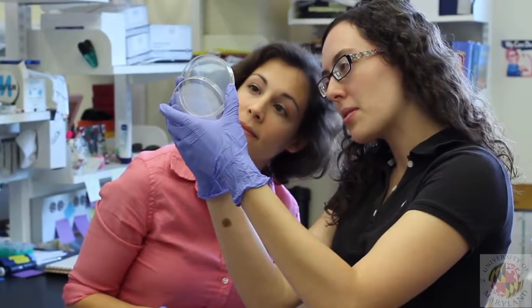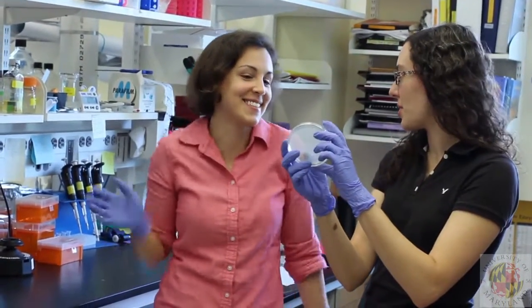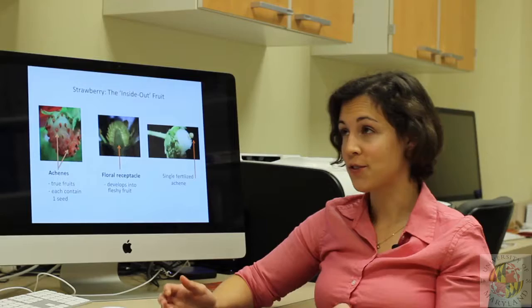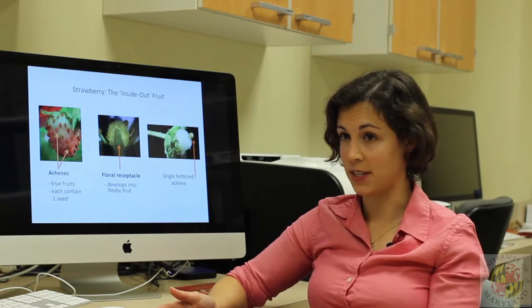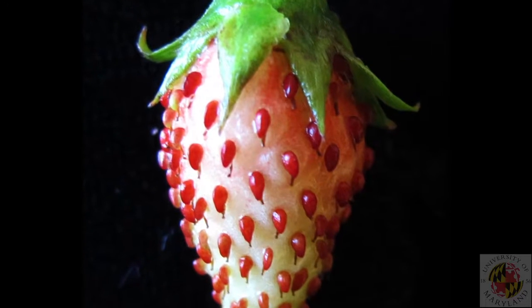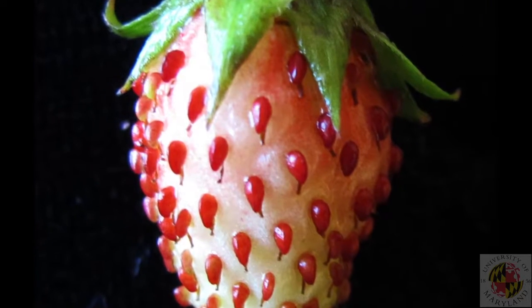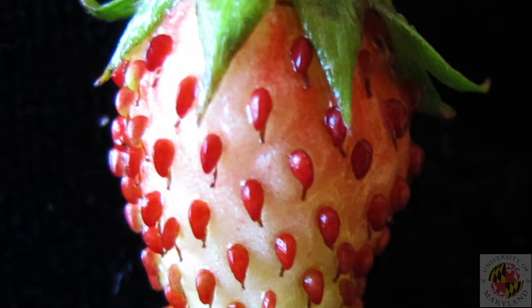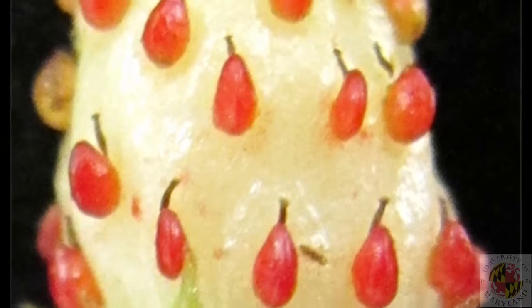So strawberry is a pretty exciting little fruit. It's really fun to work on. One of the most interesting things about it is that the true fruit is actually not the fleshy part that you're eating. The true fruit is called an achene. So if you've eaten a strawberry and you've seen these little dots on the surface, they're like little seeds, that is actually the true fruit.